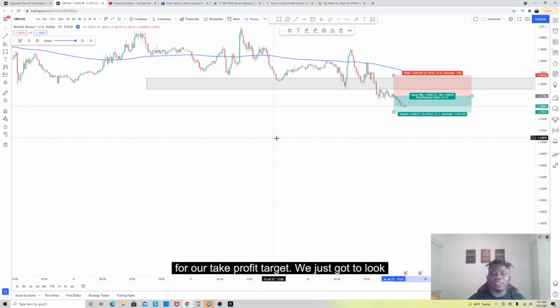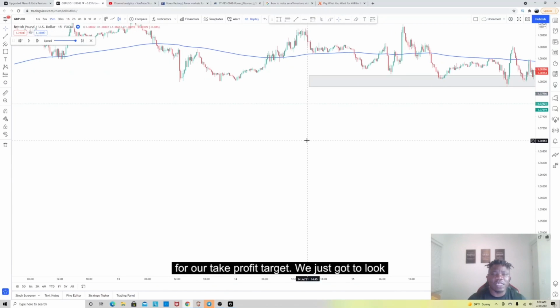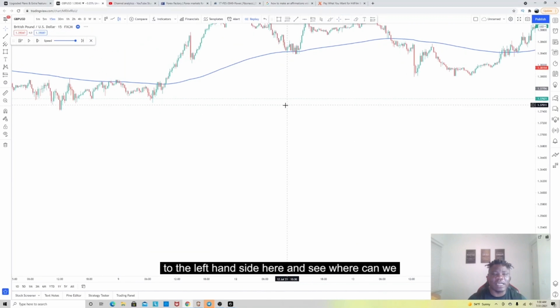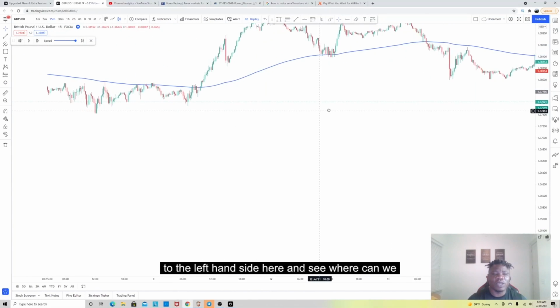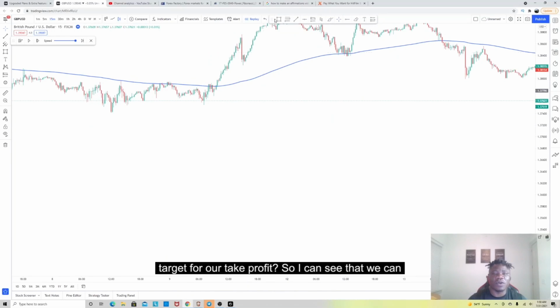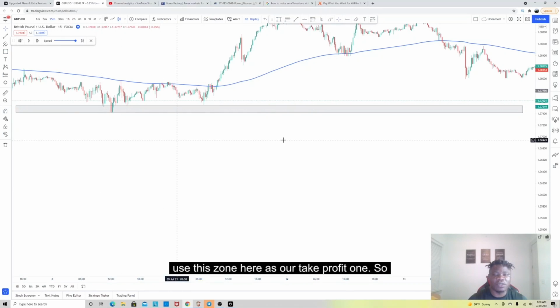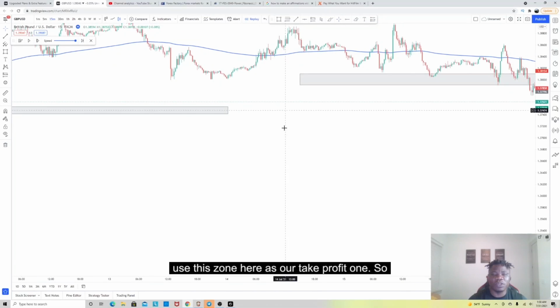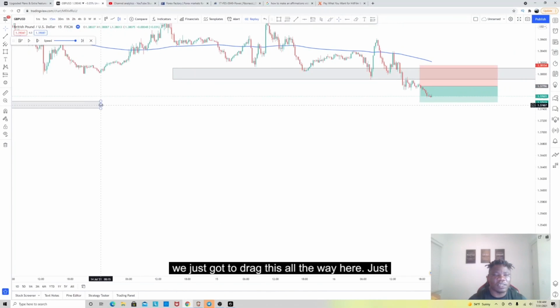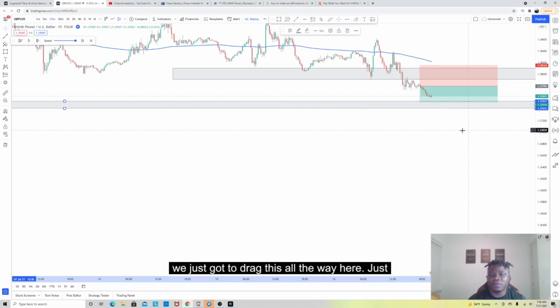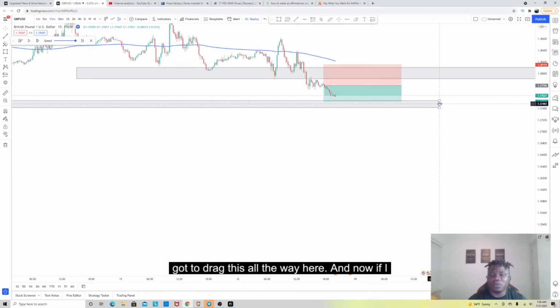Now to look for our take profit target, we just got to look to the left hand side here and see where we can target for our take profit. So I can see that we can target this zone right over here. We can use this zone as our take profit one. So we just got to drag this all the way here.